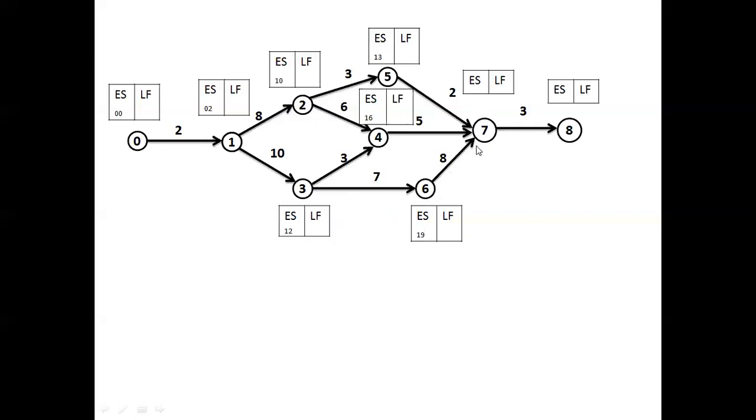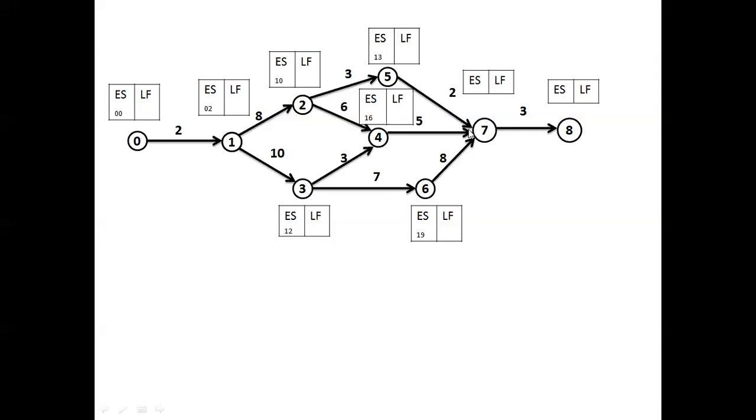Then 7 to 8. This activity 7 to 8 will only start when 5 to 7, 4 to 7, and 6 to 7, all these three activities are completed. Until and unless all these three activities are completed, the 7 to 8 activity will not commence.